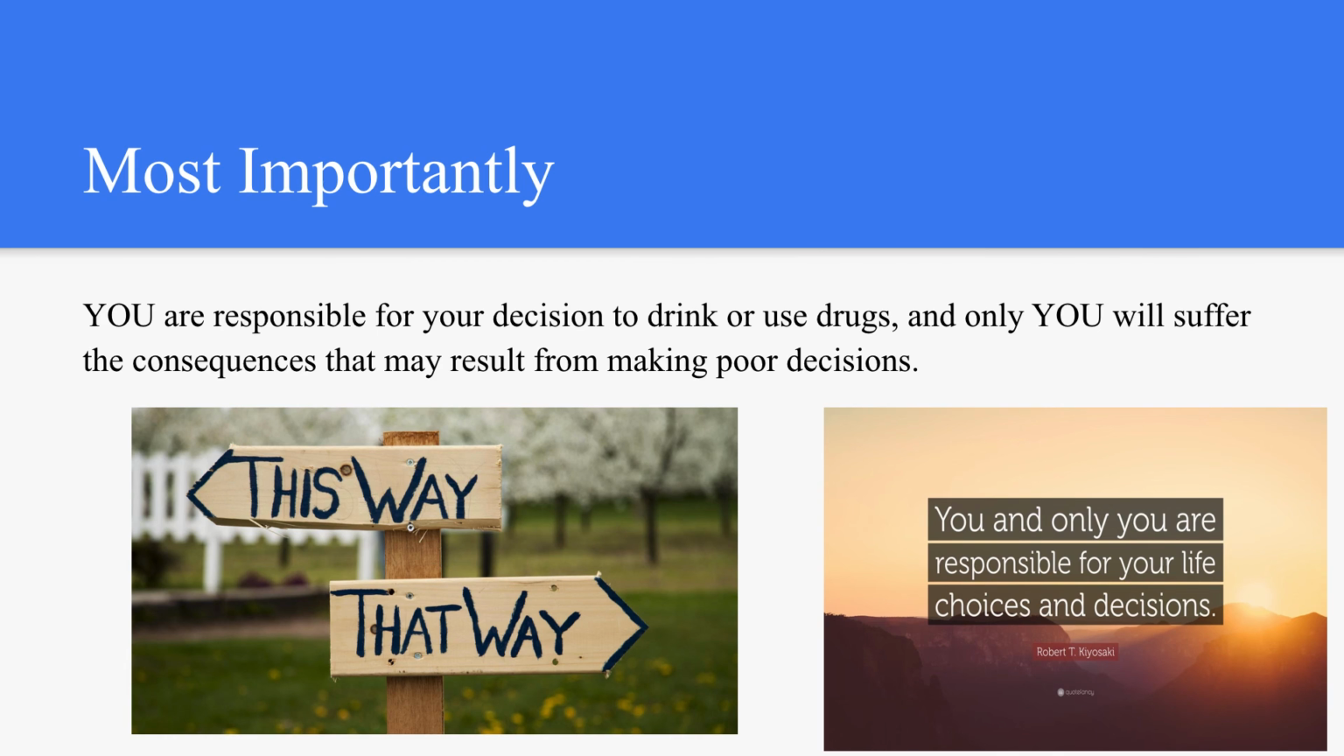So it's always a person's decision if they want to drink or not, and if they want to choose this way or that way. The picture below says you and only you are responsible for your life choices and decisions. So think before you drink.